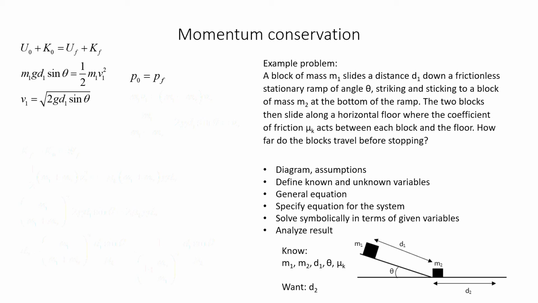Now I'll do a conservation of momentum approach for the time when the blocks are sticking together. P0 equals P final. The initial momentum is m1 v1. The final momentum would be m1 plus m2 quantity multiplying onto v2. I'll let that v2 be the initial velocity of the blocks as they're starting to slide. Now I solve this expression for v2. I've substituted in my expression for v1, root 2g d1 sine theta, and divided through by m1 plus m2 to get the final value for v2.